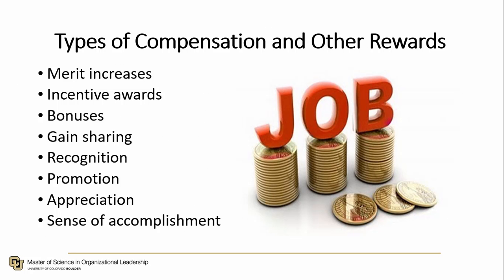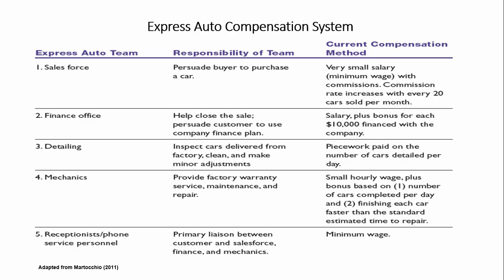So I will not go into great detail about this because you probably already know all of the different types of compensation and other rewards, but I just want to remind us that compensation comes in all kinds of various forms, and also that rewards can be something other than compensation, such as a show of appreciation or, internal to the person, a sense of accomplishment. This chart takes an automobile dealership and shows some of the different ways that we could structure pay.